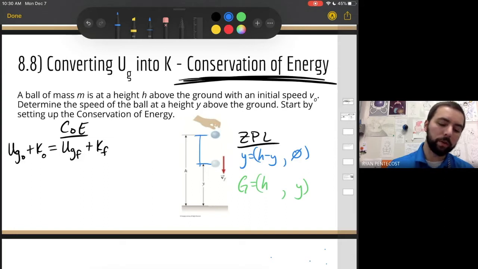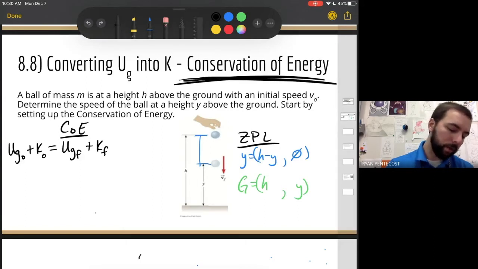If you choose your ZPL to be y, then your gravitational potential final is going to be 0. If you choose your ZPL to be the ground, you still have to do both, but you don't have to do the math in the h minus y, right? But it's going to trade off, so it's really up to you what you feel most comfortable with. I'm going to choose the ground just so we can do the demonstration of converting the potential energy. Don't want to eliminate too much for the example.